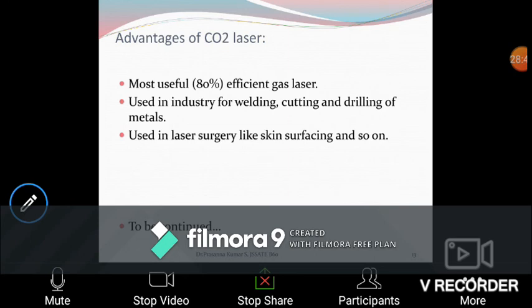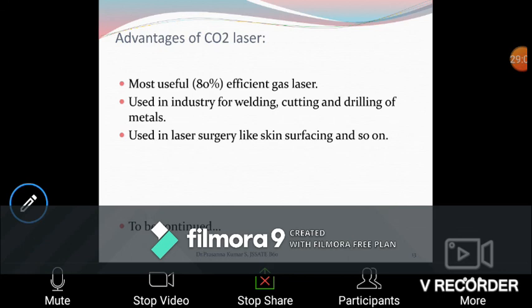So what are the advantages? I told you it is the most efficient and widely used laser, particularly in industry. CO2 lasers are used to weld materials, cut materials and drill metals.